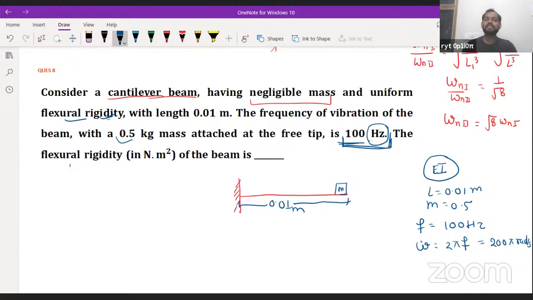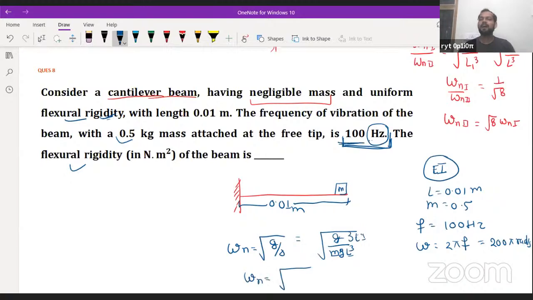Now he is asking what is the flexural rigidity. Then how can you calculate? Omega n is equal to under root k over m, and k is mg over delta. Now what is the delta for this case? Delta is nothing but mg L cube divided by 3EI, because this is the force. So mg will cancel out. That means omega n you will get under root 3EI by m L cube. Mass is given, omega n is given, length is given. Can you calculate the EI here? Yes, you can easily calculate the EI value from here. Whatever you will get, that will be the answer.